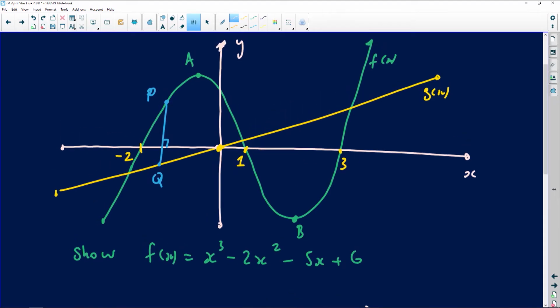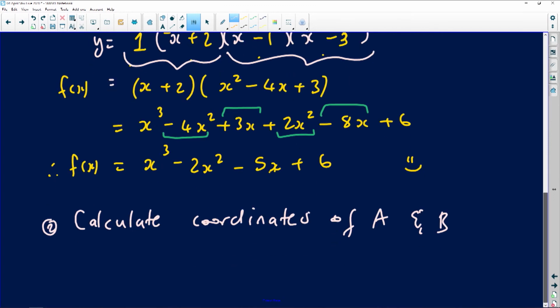Right. So let's go back and check where A and B is. A and B are the turning points of the graph. So the examiner is asking us to find the coordinates of the turning points. Let's impress this examiner and show them that we know what is going on. So let's start our process of finding turning points. For turning points, step 1, you find the derivative. So x cubed minus 2x squared minus 5x plus 6.